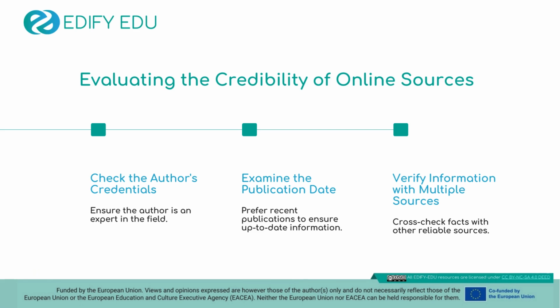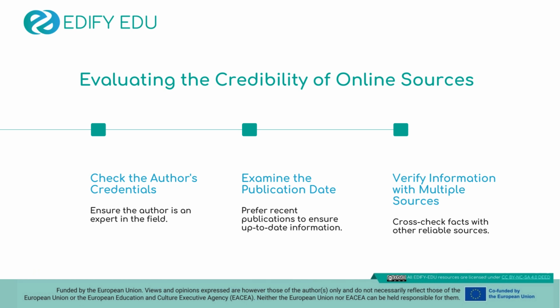Evaluating the credibility of online sources involves several key steps to ensure the information you rely on is trustworthy and accurate. First, check the author's credentials. It's important to verify that the author is an expert in the field, with relevant qualifications and experience to ensure the information is authoritative. Second, examine the publication date. Prefer recent publications to ensure the information is current and reflects the latest research and developments in the field. Outdated information may no longer be accurate or relevant.